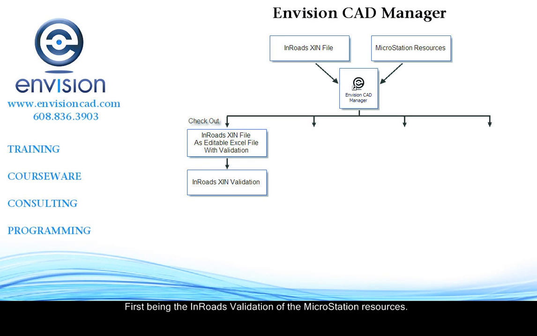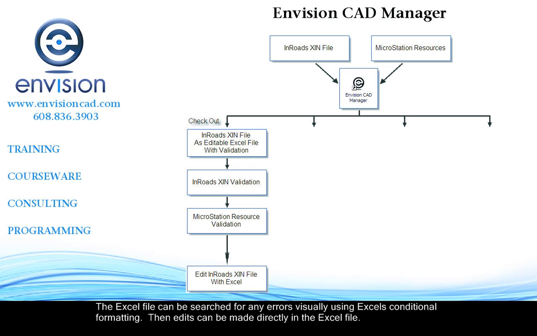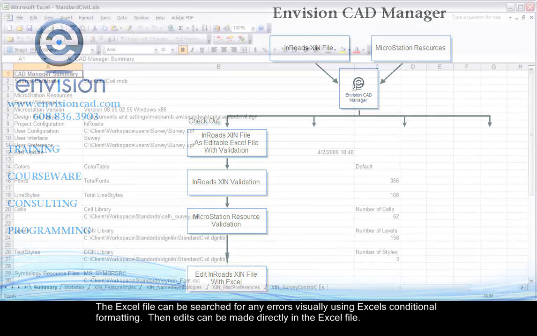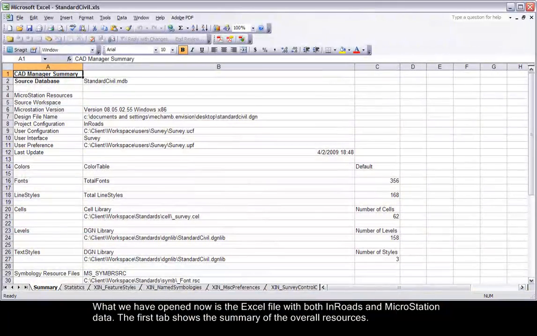First being the InRoads validation of the MicroStation resources. Also, reverse validation is done on the MicroStation resources. The Excel file can be searched for any errors visually using Excel's conditional formatting. The edits can be made directly in the Excel file. What we have now open is the Excel file.